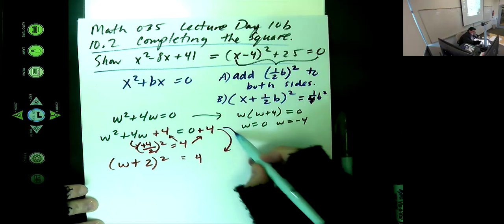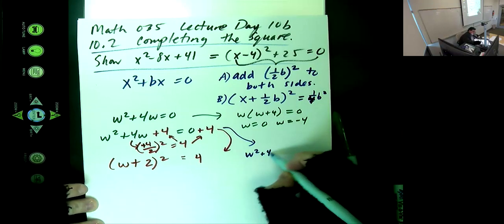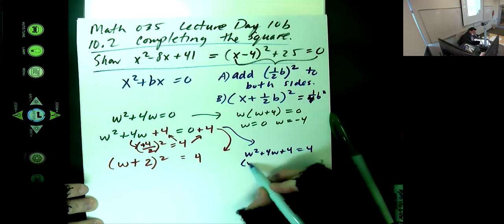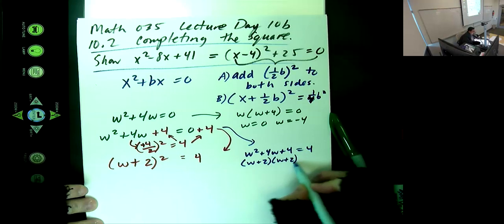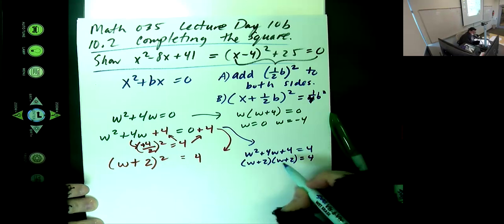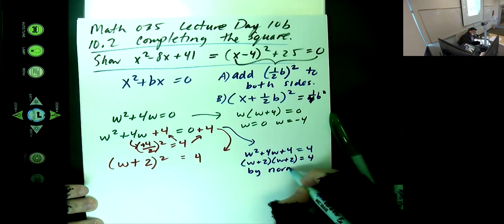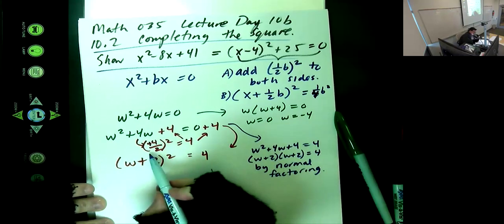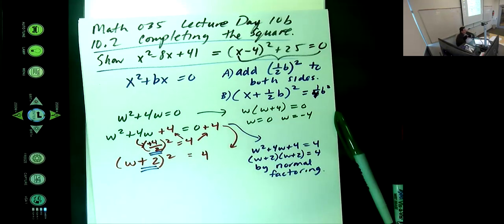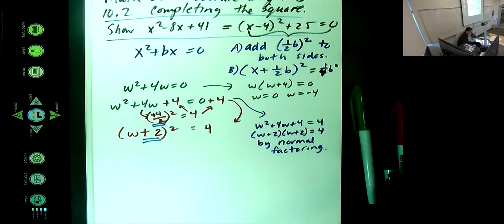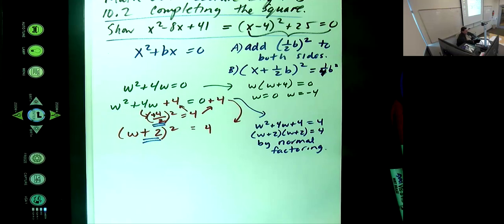I'm going to diverge for a second. If we had just done it like this, you can do your normal factoring where you see that this is w plus 2 and w plus 2. You can see that this factors like that. But if we follow the shorthand, this is that. And if you just memorize that, this gets a whole lot easier. So now I've got w plus 2 squared equals 4.